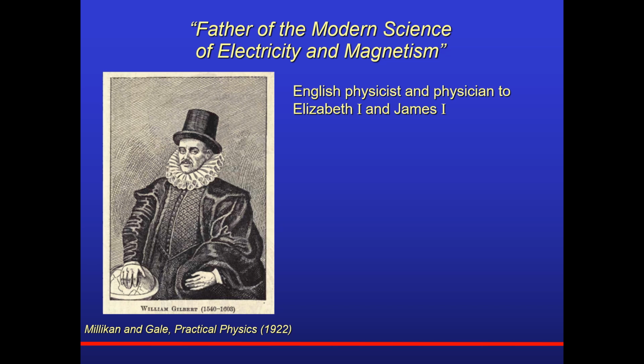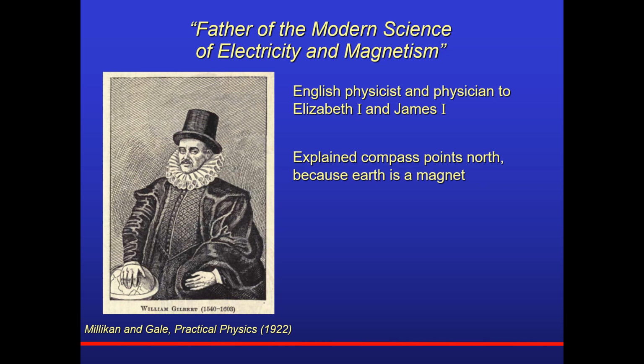Here's a portrait of a man named William Gilbert. It's taken from the book called Practical Physics, written by Millikan and Gale. Now, who is William Gilbert? And why did Millikan and Gale refer to him as the father of the modern science of electricity and magnetism? Well, Gilbert was an English physicist and physician to Elizabeth I and James I.